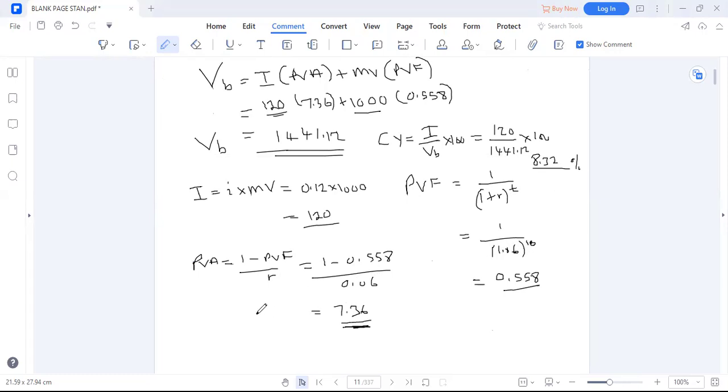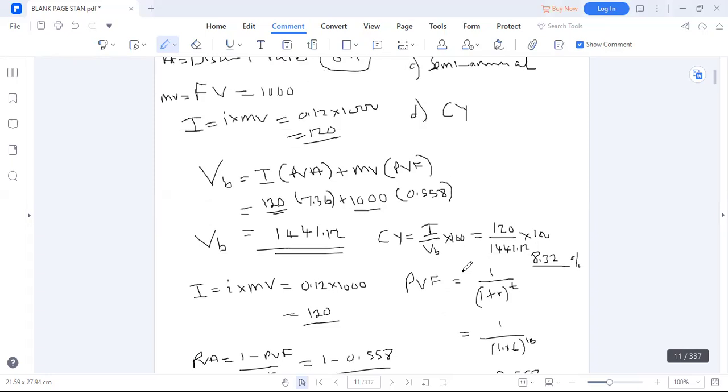7.36. So this is called our present value annuity. This is called our present value interest factor. So now we're going to choose these ones in here. The present value annuity, 7.36. The present value interest factor, 0.55. So when you calculate everything together, we're going to get 1,441. So this is actually the value of the bond.